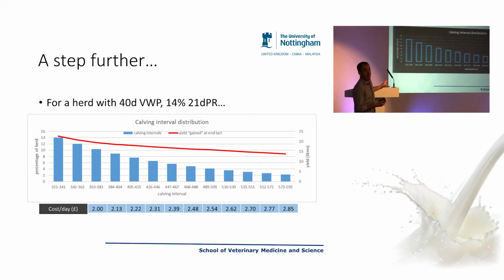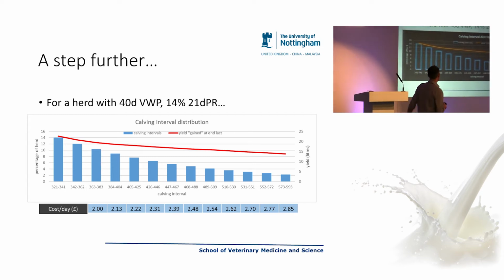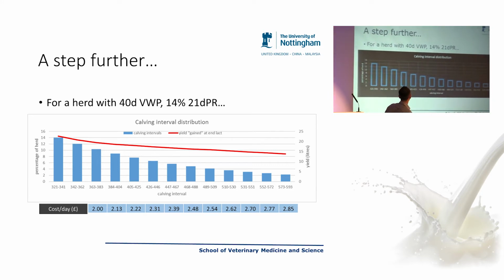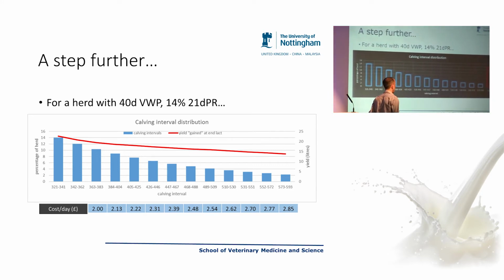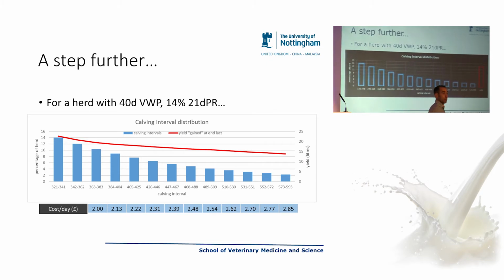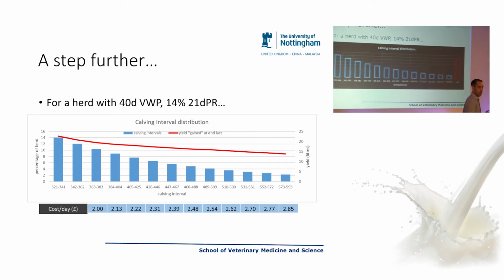You can make it more complicated. So you can look at, for example, the distribution of calving intervals within a particular herd. This is always quite instructive to do, actually, as I'll talk about more in the lecture tomorrow afternoon when I'm going to talk about monitoring fertility.